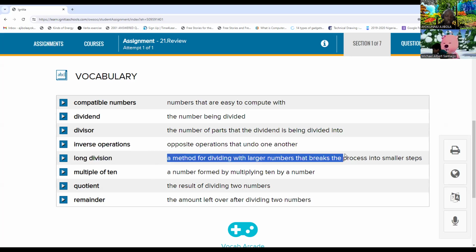Okay, what is long division? What is long division? Excuse me. Okay, just a few seconds, right?